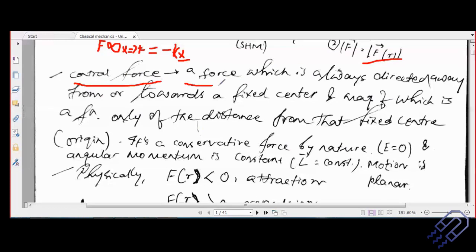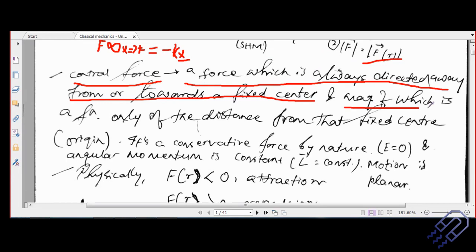Okay, so a central force is basically one which is always directed away from or towards a fixed center. So if you are considering something like a centripetal force or a centrifugal force, it is directed either towards or away, and that comes under what we call the central force. The magnitude of it is a function only of the distance from that fixed center. So if you consider the magnitude of that central force, it depends only on the distance from that fixed center.